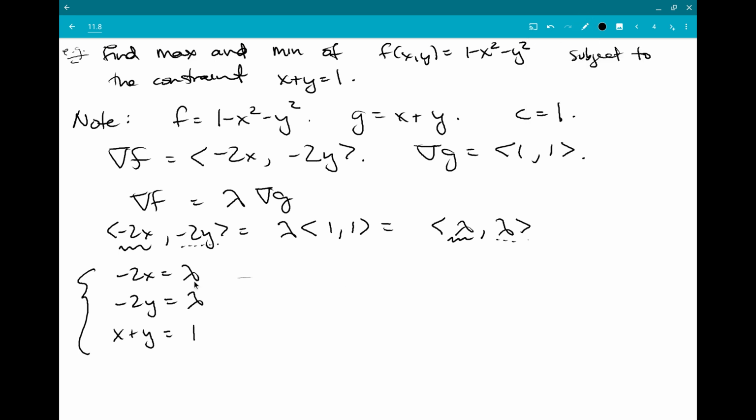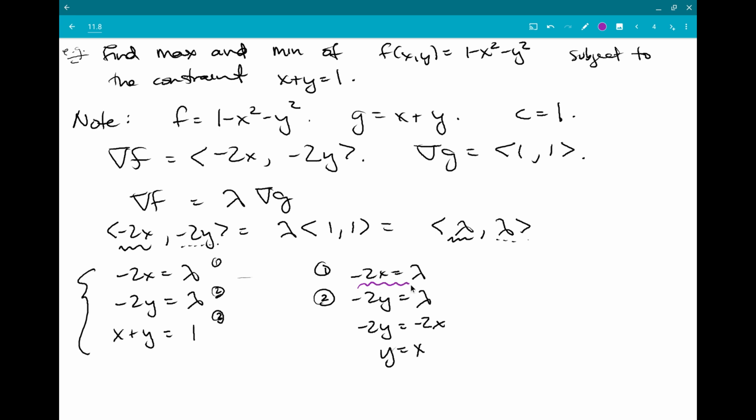If I look at these three equations, I'm going to try to think of the way to make my life as easy as possible. Okay. I'm going to label these 1, 2, and 3, my three equations. And first I have the minus 2x is equal to lambda. And I also have the minus 2y is equal to lambda. So minus 2y is equal to minus 2x. Or y is equal to x. Let me try to be really clear. First equation I solved for lambda. Then I plugged in lambda to my second equation. And I found out that that means y is equal to x.